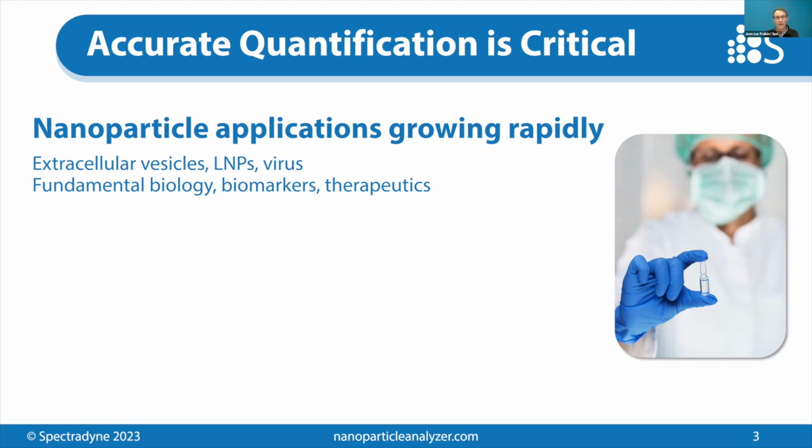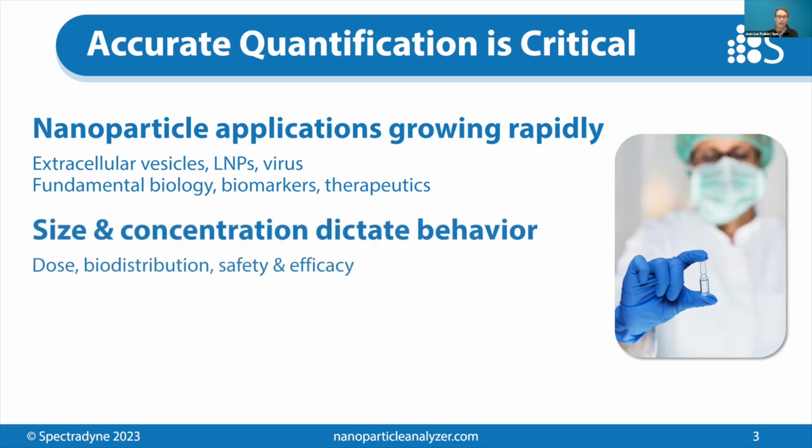It's really important at this size scale to recognize that the size and concentration of these particles really dictate their behavior in strong ways. So the size of the particles and the concentration determine the dose of a therapeutic, for example. They govern diffusion, so the biodistribution of a drug, or the availability of a nanoparticle in a biological system. And in a therapeutic application, ultimately govern the safety and efficacy of the drug.